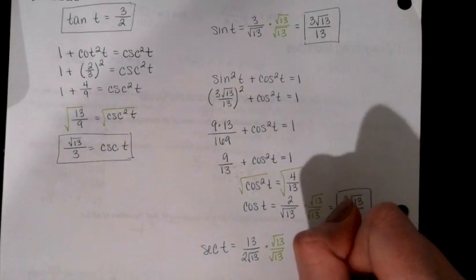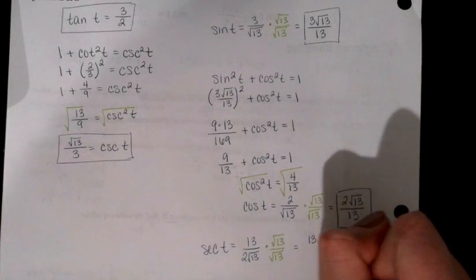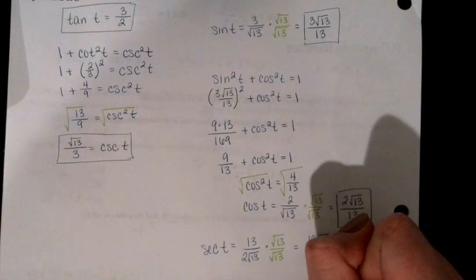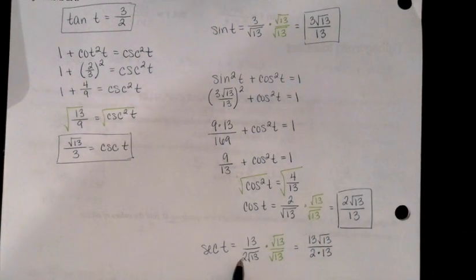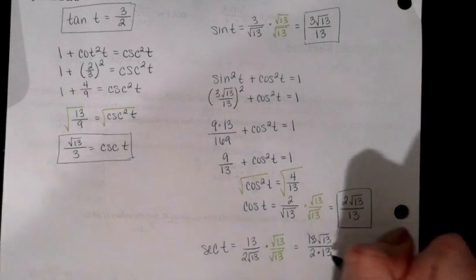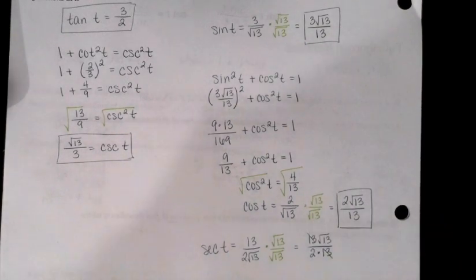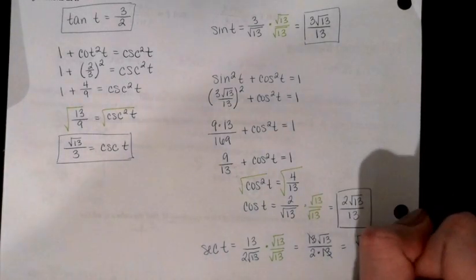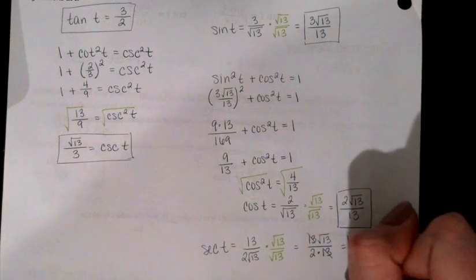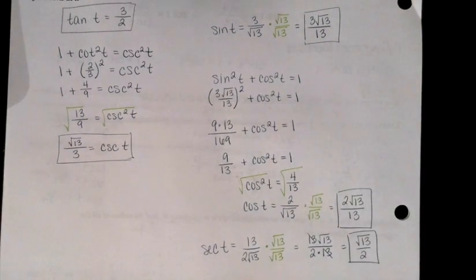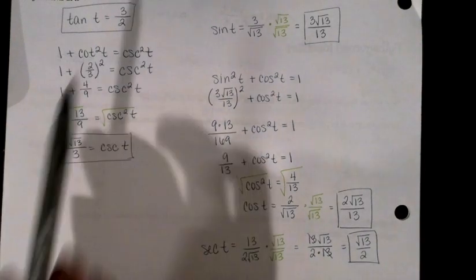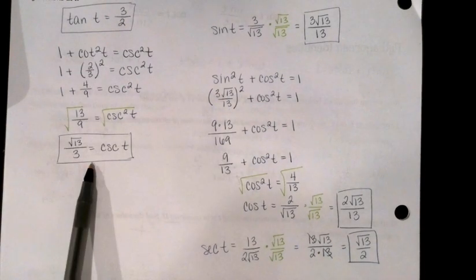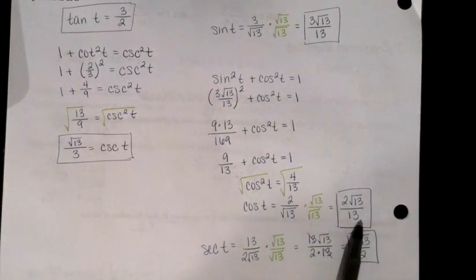So I have 13 square root of 13 over 2 times 13, because it's 2 times the square root of 13 times the square root of 13. If I multiply those two, I get the 13, and the 2 is still there. From here, I can cancel out the 13s that are not inside the square root, and that's how I get the square root of 13 over 2. And we were able to find all 6. So we were given cotangent to start, we found tangent, we found cosecant, sine, cosine, and secant.